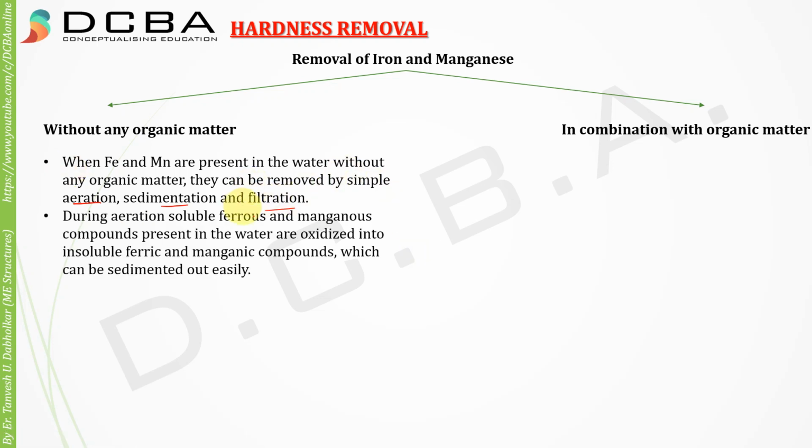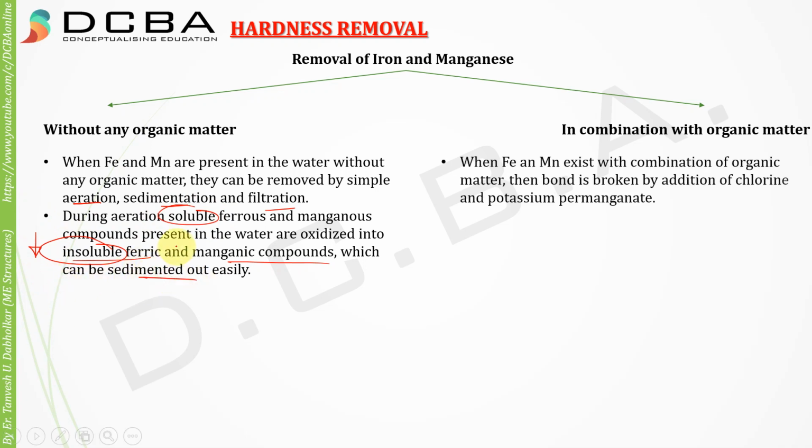During aeration, soluble ferrous and manganese compounds are oxidized into insoluble ferric and manganese compounds. So from soluble it becomes insoluble, that is, it can be precipitated in the water, and in the sedimentation plant it is taken out.